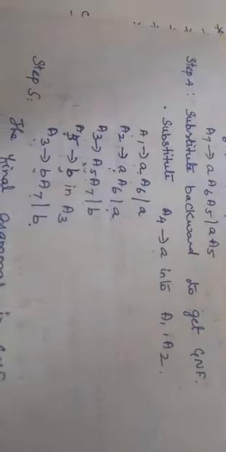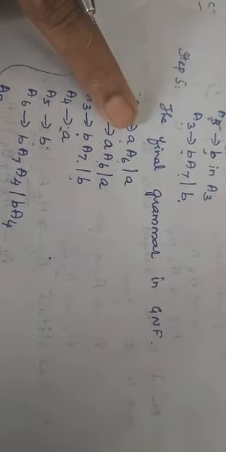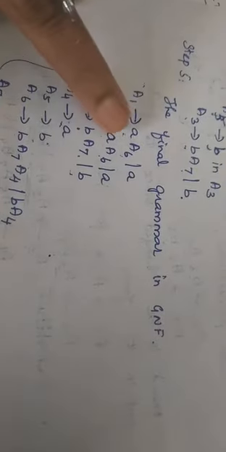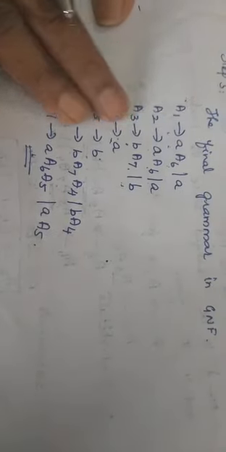Now what the GNF rule says: on the right hand side, the first one should be a terminal followed by zero or more non-terminals. So now all the rules start with a terminal and are followed by non-terminals. So now we got the GNF form. So this is the final GNF. Thank you.